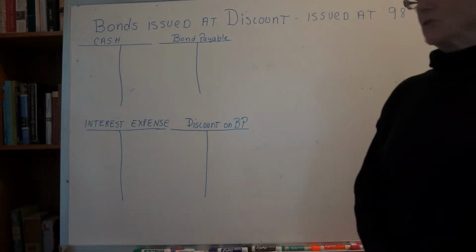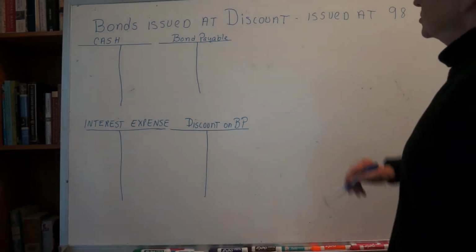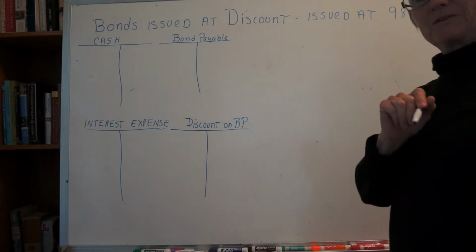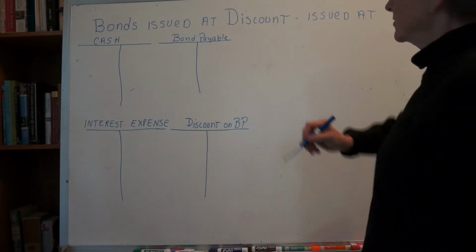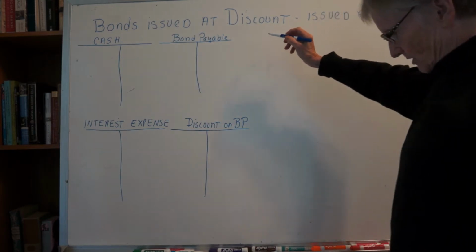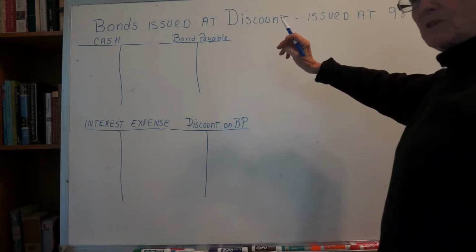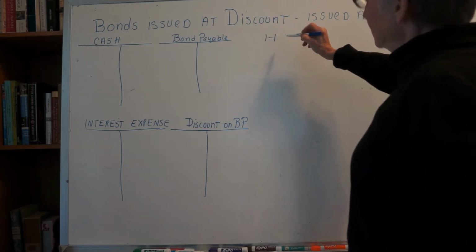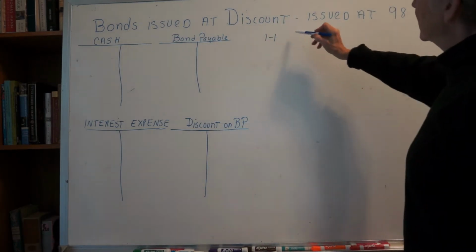Account for bonds issued at a discount. So I'm using the same example as before, I just don't have room to write the example itself, but it's our $100,000 2-year bond that pays 10%, and it pays it on 6/30 and 12/31. So when we issue the bond, now it's issued at 98.